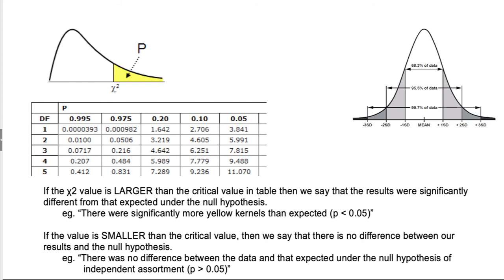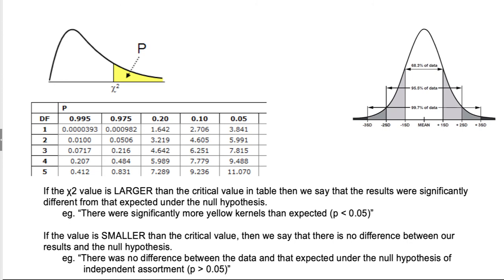If the observed and the expected values are very similar to one another, the chi-square value will be very small, and we would therefore say that there's no difference between our results and the null hypothesis. So for example, if we had a chi-square value of 0.03, which we had in the last example, we might say there's no difference between the data and that expected under the null hypothesis of Mendelian segregation or Mendelian assortment, whatever the test is we're doing.